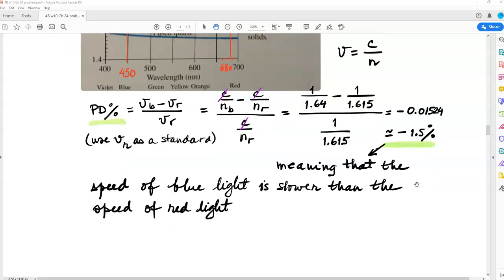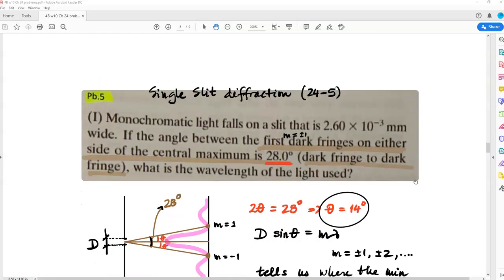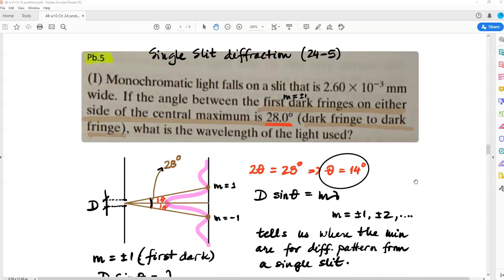Alright? Very good. The next example we have here is from the next section, which is the single slit diffraction. This is your section 24.5. Let's see what they ask you here. Monochromatic light falls on a slit. Here's the opening of the slit. That is 2.6 times 10 to the minus 3 millimeter wide. So that big D is that number.